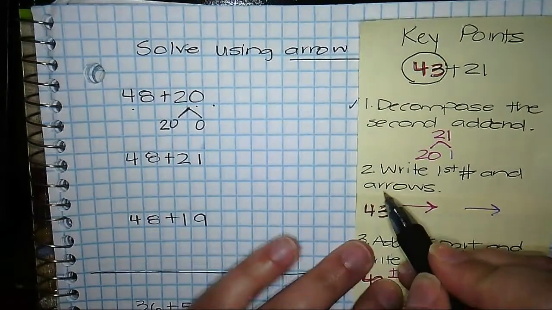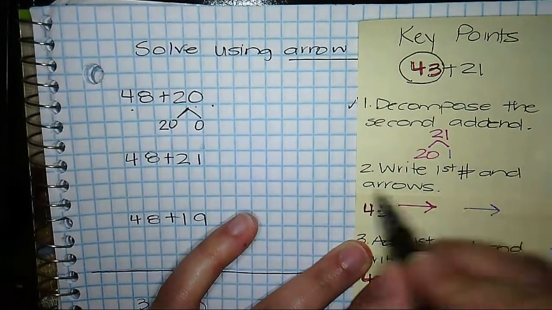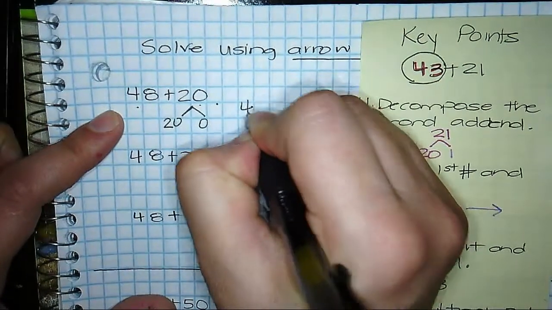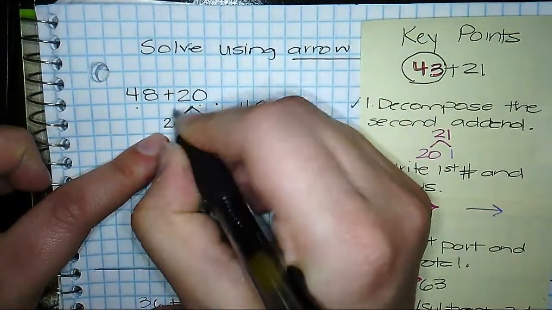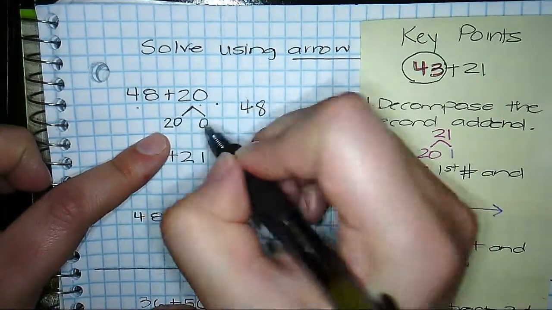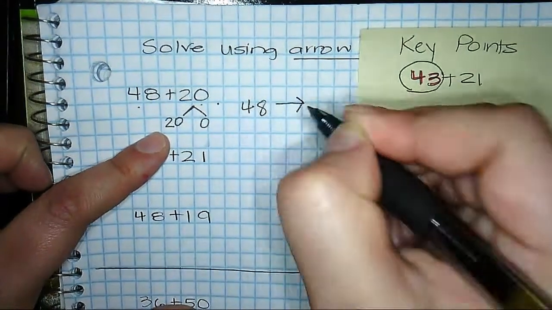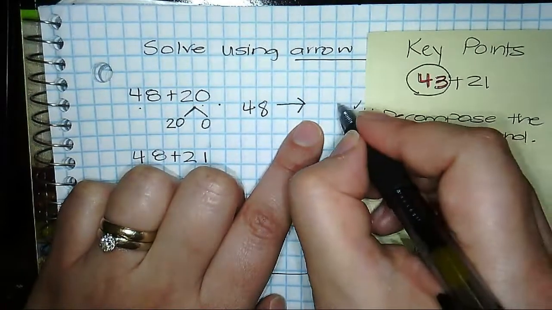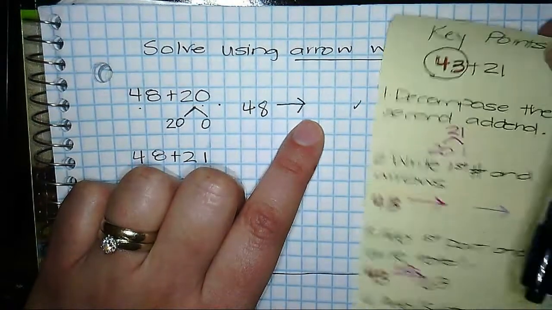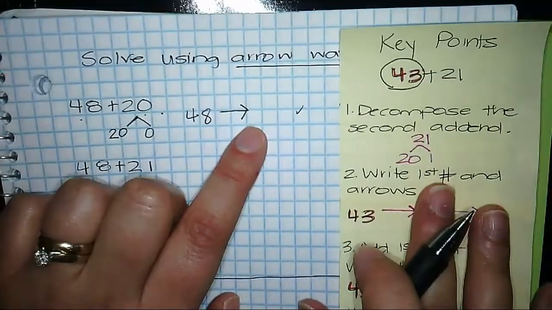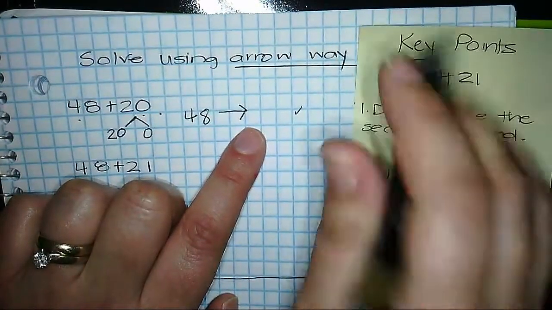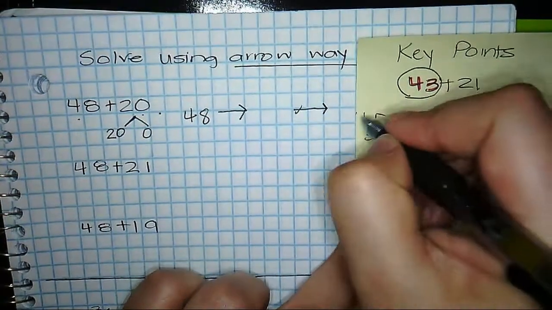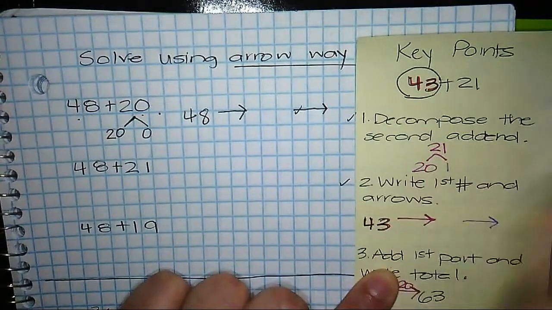Step number 2 says write the first number and the arrows. 48 is the first number, so I write 48. I have 2 parts, so I'm going to write 2 arrows. Arrow number 1, I leave a space because an answer is going to go there, and I leave another, and I'm going to draw another arrow. So I already finished with key point number 1 and key point number 2.